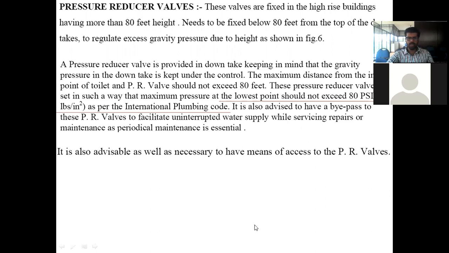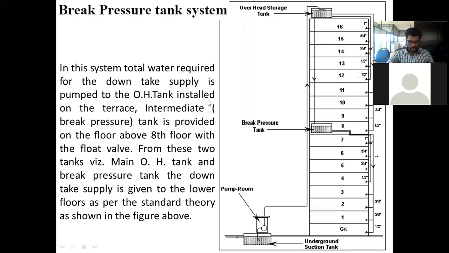Now the second one is the break pressure tank. Then the third one we can see is the intermittent tank. Now the break pressure tank, the same thing. You can see, instead of one tank, another tank in the middle or on the 8th floor. So you know that the maximum height should be 80 feet.